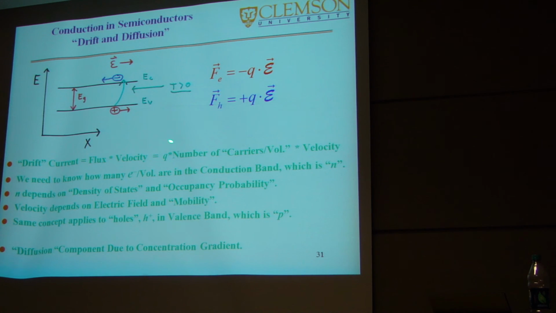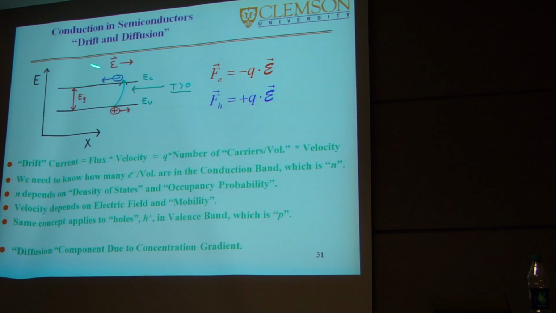Again, here's the same band diagram. The idea is thermal energy produces electron-hole pairs. A covalent bond is broken, or an electron is given enough energy to jump up here in the conduction band, which is relatively empty. This band's relatively full. It leaves a hole. I apply an electric field, electrons go that way, holes go that way.